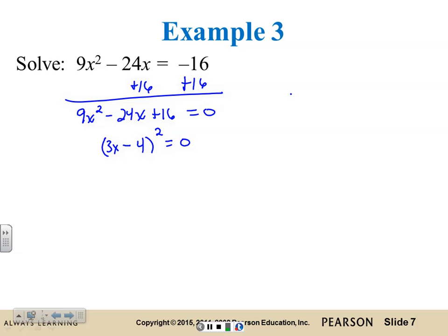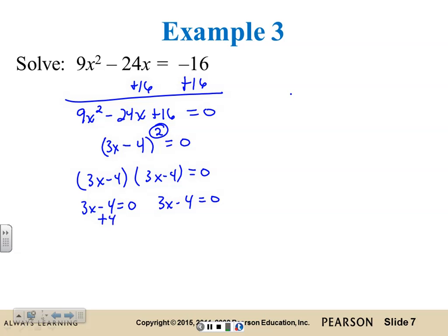And then remember, I actually have 2 because of this square. So I can take each one of these and set them equal to 0, but I'm going to get the exact same answer. So here, if I add 4 and divide by 3, I would get the exact same thing if I did this here. So my answer is just going to be 4/3.